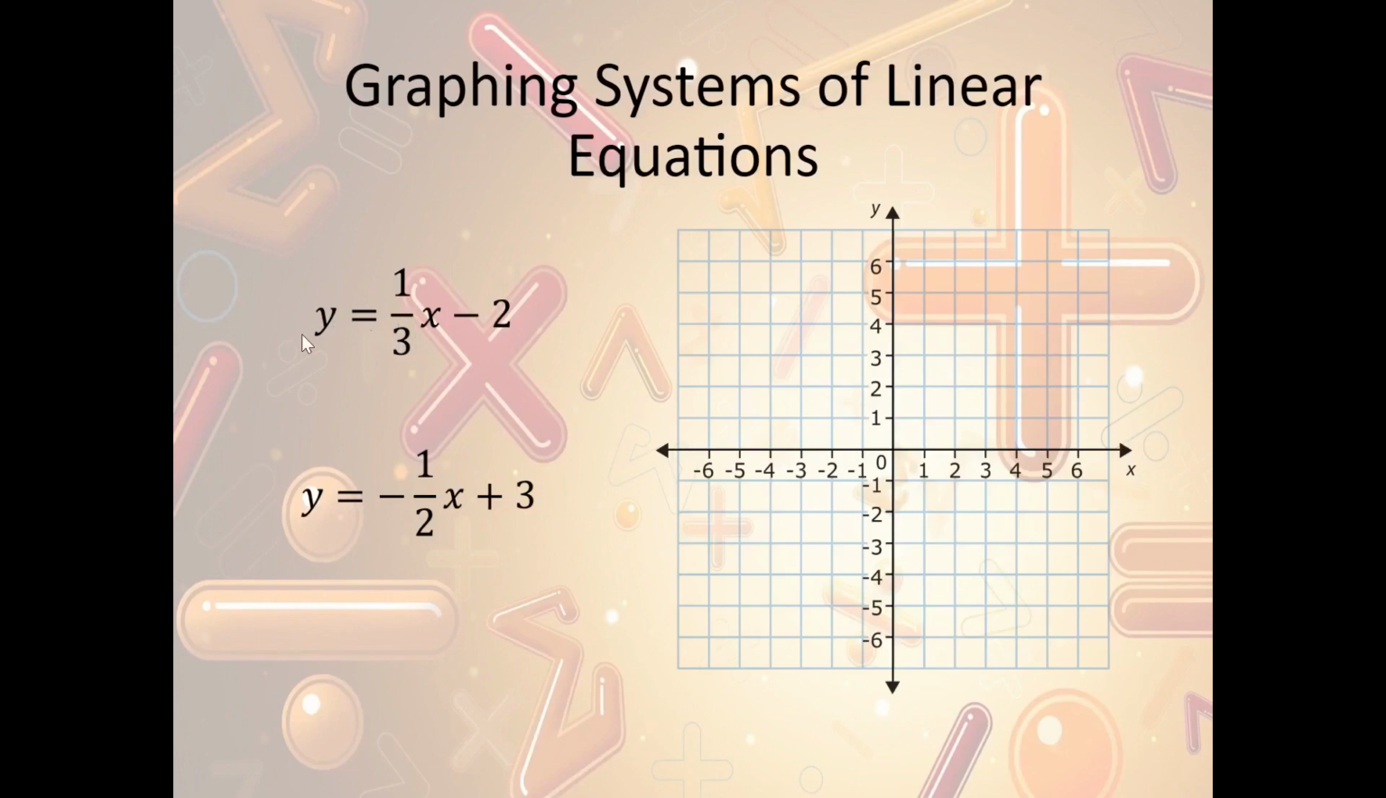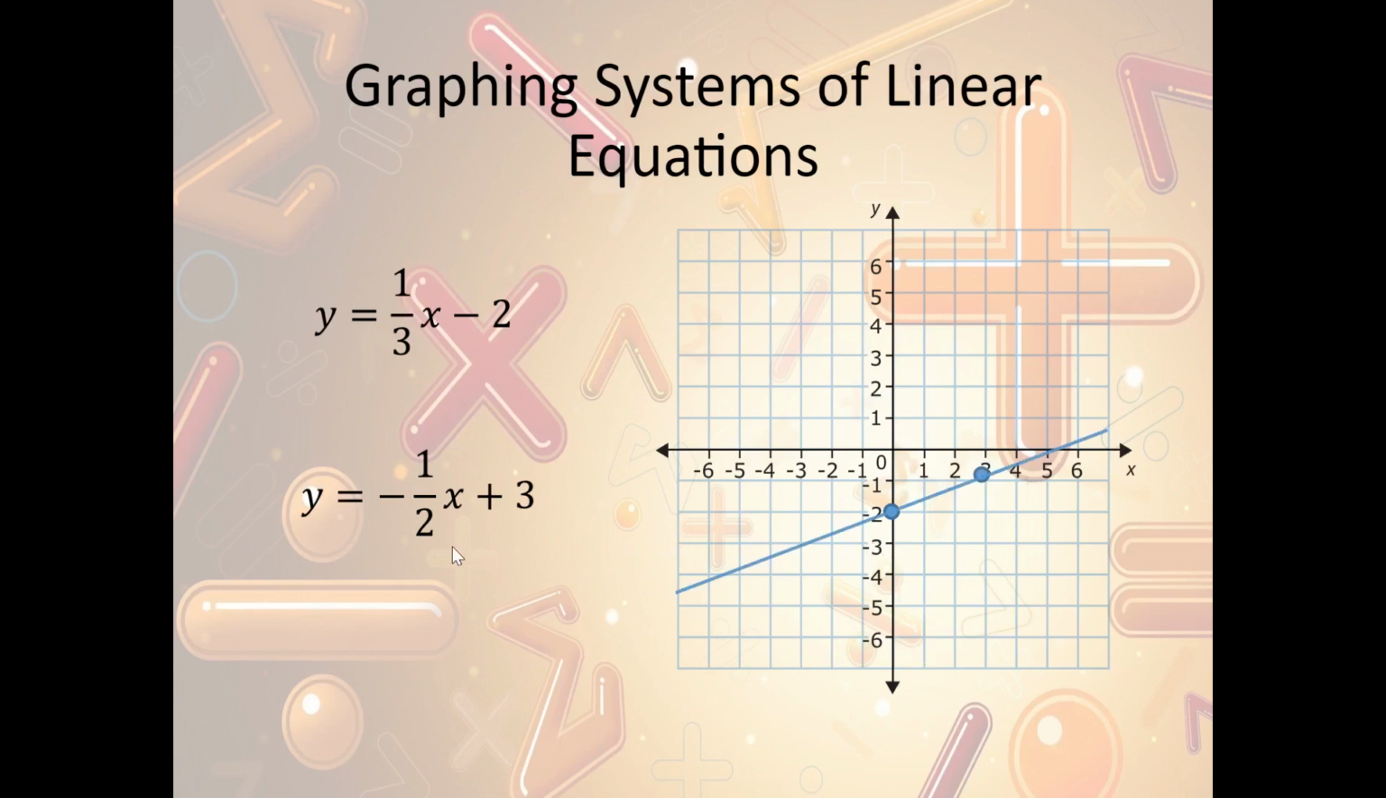So on the first one, we'll go ahead and graph this. We're going to plot our y-intercept, which is -2. So we're going to go down 2 and plot our point. And the slope is 1/3. So we're going to go up 1, to the right 3, plot our point, and connect the dots. Just like we did earlier, that's the same thing we're going to do now.